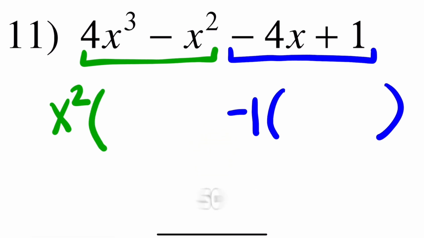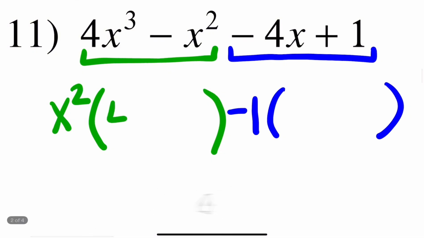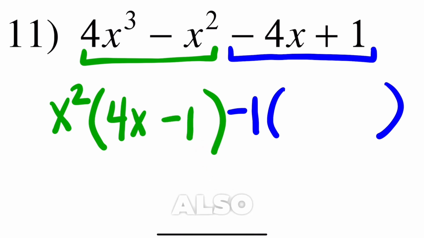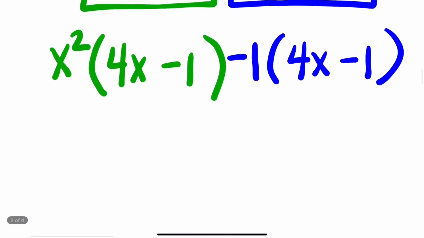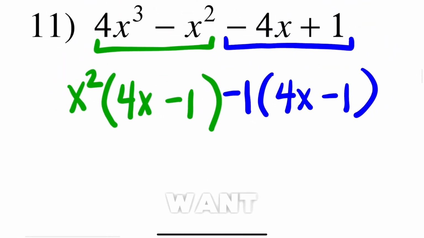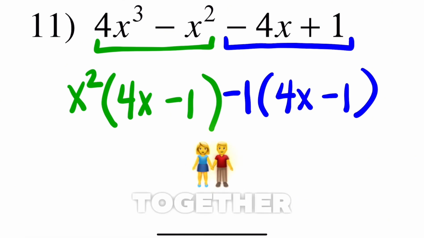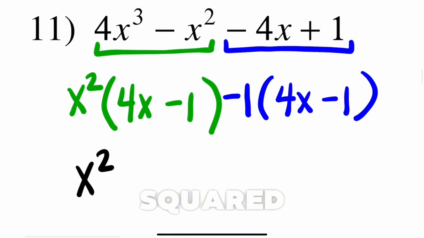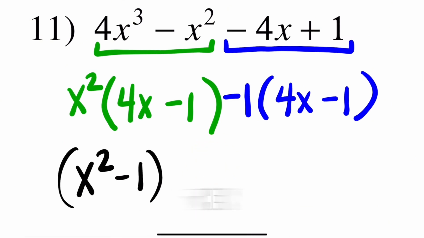Okay? So, first group, what we have left over here is 4x minus 1. And then here, also 4x minus 1. So next we want to put our GCFs together. So we have x squared minus 1, and then the common factor is 4x minus 1.